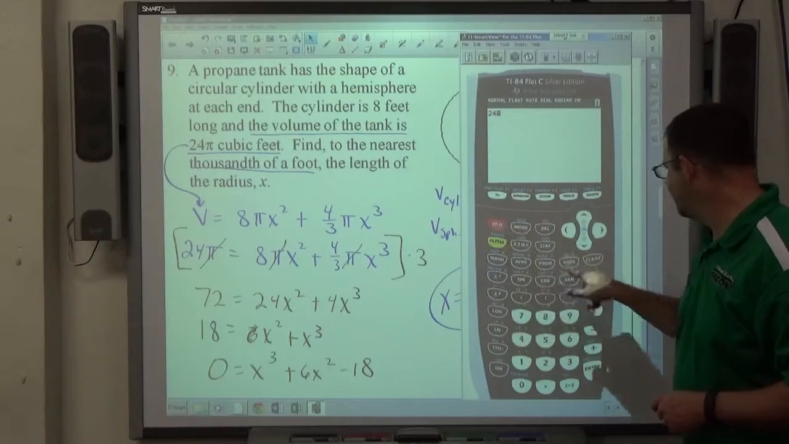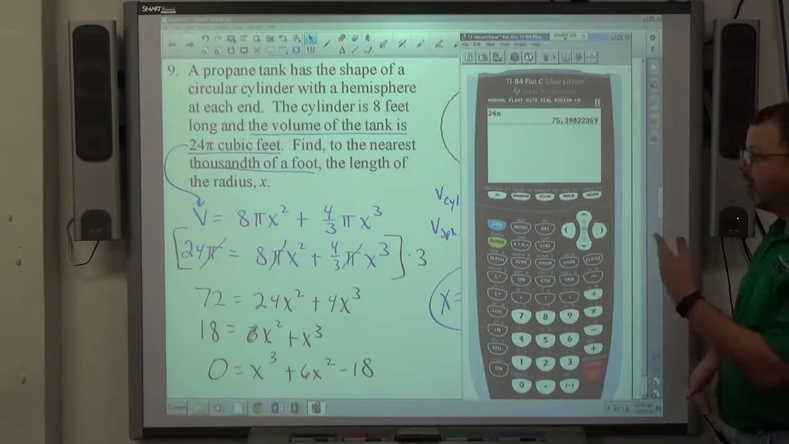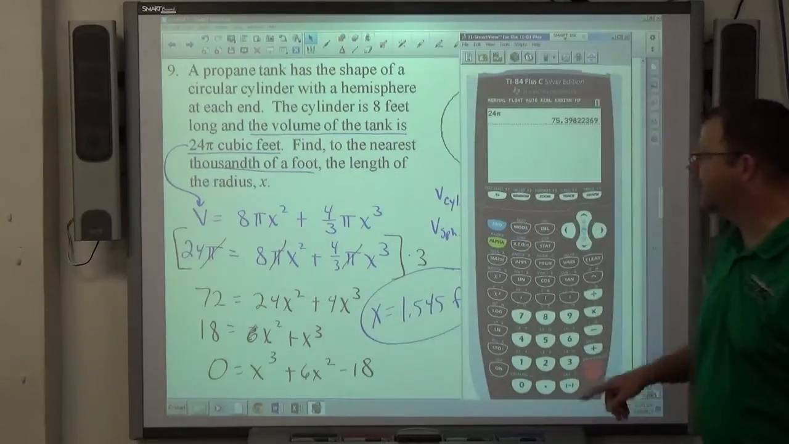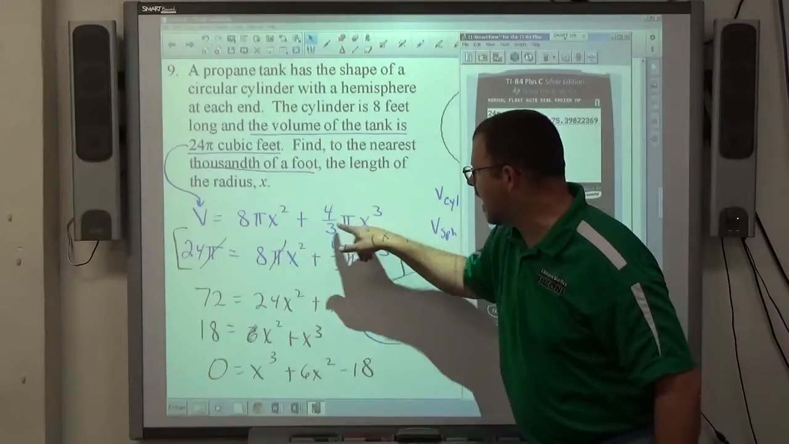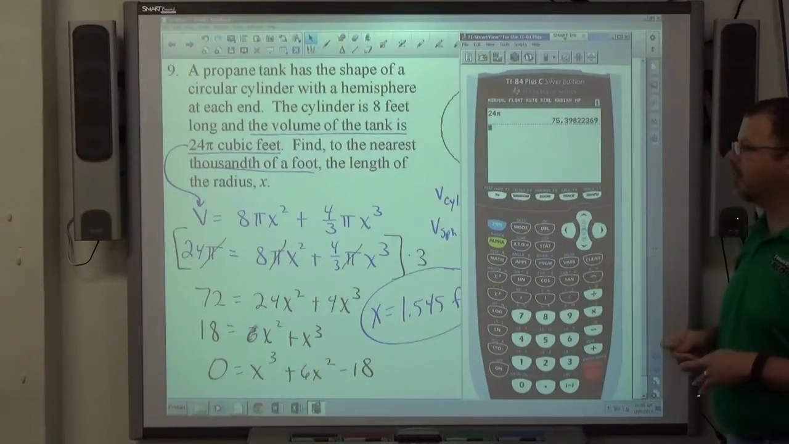24 pi is about 75.398, and the other is 22.369. If I use my x value of 1.545 feet, and change these x's to that number, the volume should come out pretty close to this. We did round things, so it's not going to be exact.